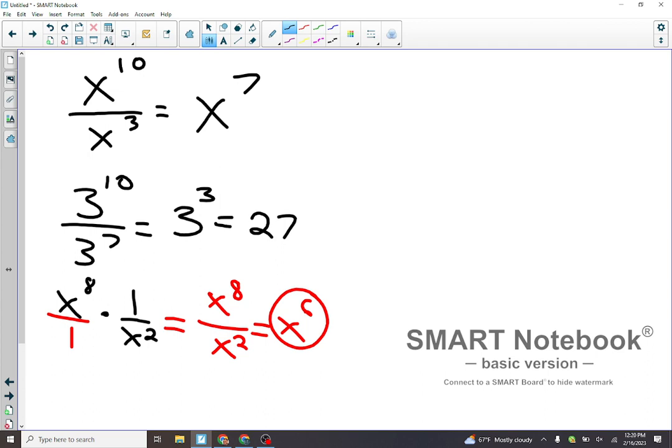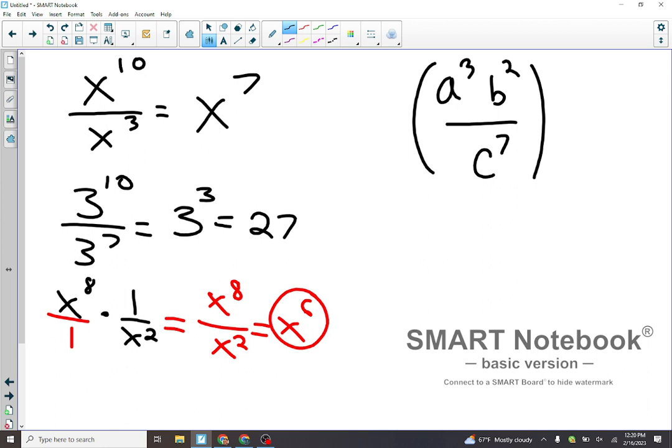Okay. So let's say you had this situation. Let's do a combo. Let's say a to the third, b to the second, over c to the seventh, all to the second power. In this case, this second power is going to be given to the a, to the b, and to the c. So everyone gets a little bit of the 2. Now it's an exponent to exponent. That means we're going to multiply them. So that's going to be a to the 6, b to the 4 over c to the 14.